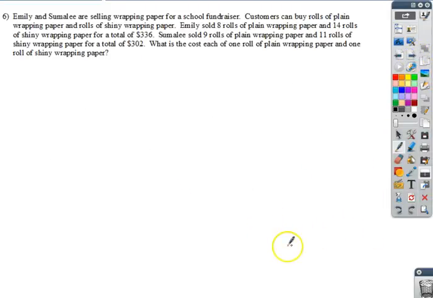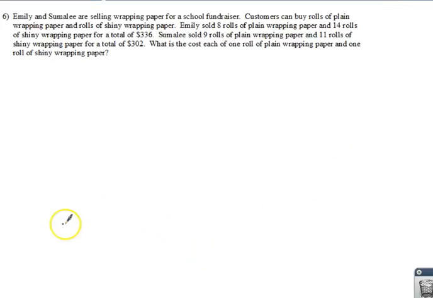Okay, I will give you a second to read this word problem. Alright, so you can pause this video if you want to read it, but we're talking about rolls of shiny and fancy wrapping paper. You have to pick variables. You can use X or Y. I'm going to use S for shiny wrapping paper, and P for the plain wrapping paper. Again, you could use X, Y, you could use your own initials, provided your initial is not an O, so it looks like a 0, sorry.